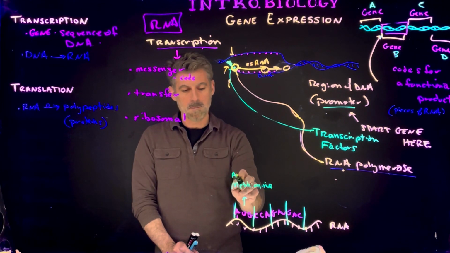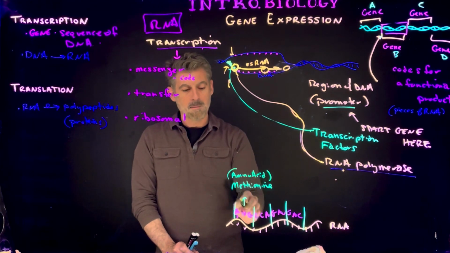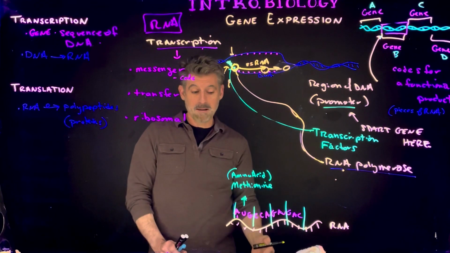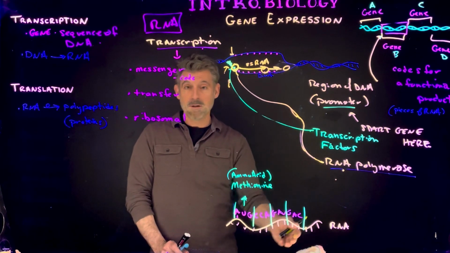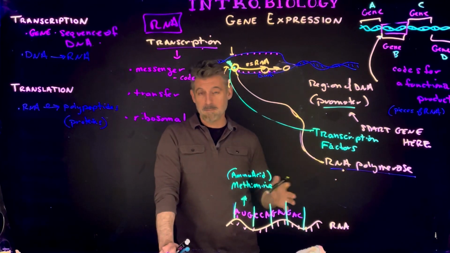All right, so that's an amino acid called methionine. So AUG codes for methionine. And each of these, CCA, GAU, GAC, they code for different amino acids. You don't have to memorize them.